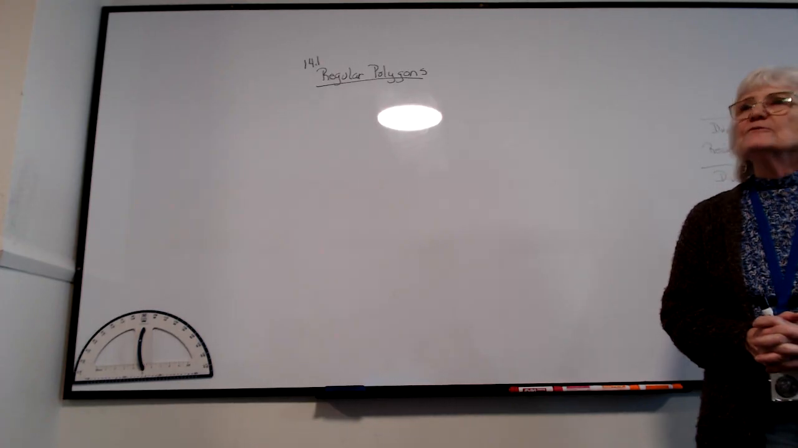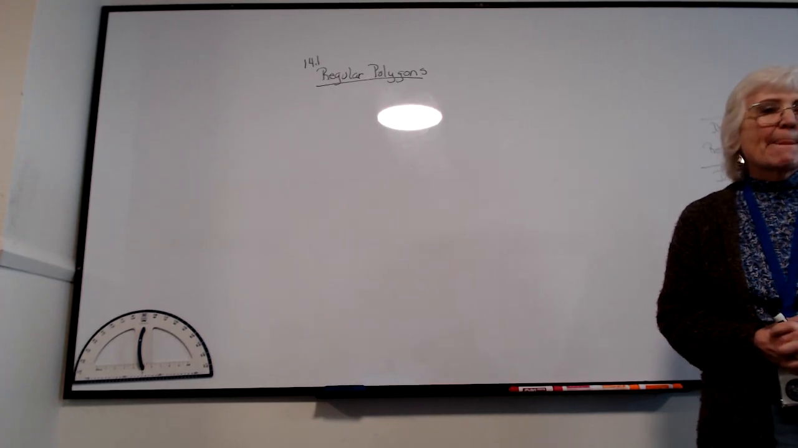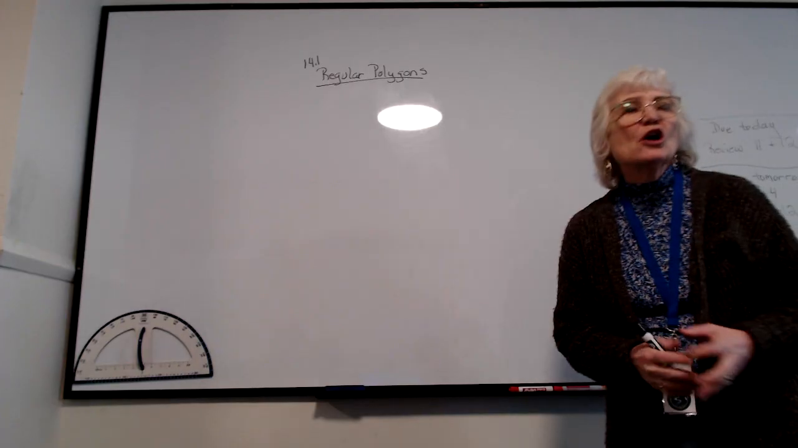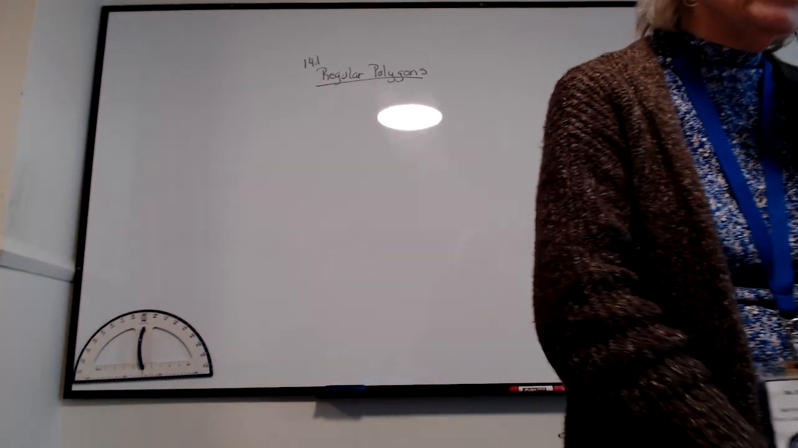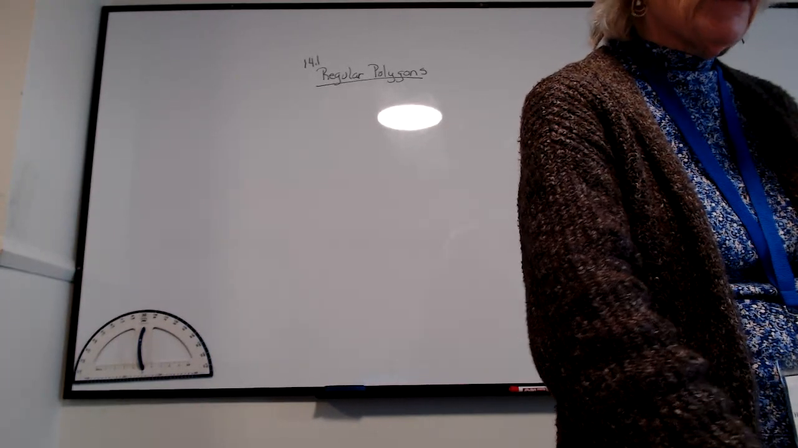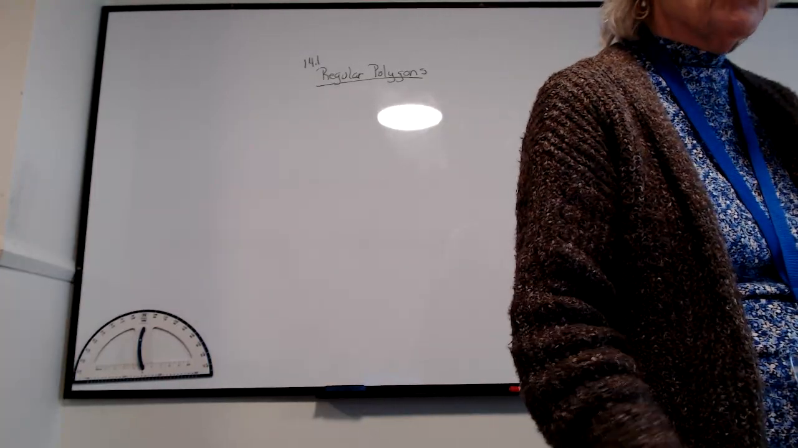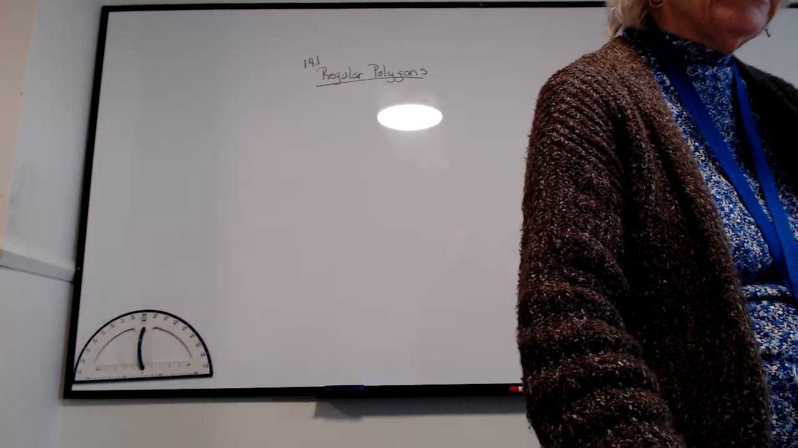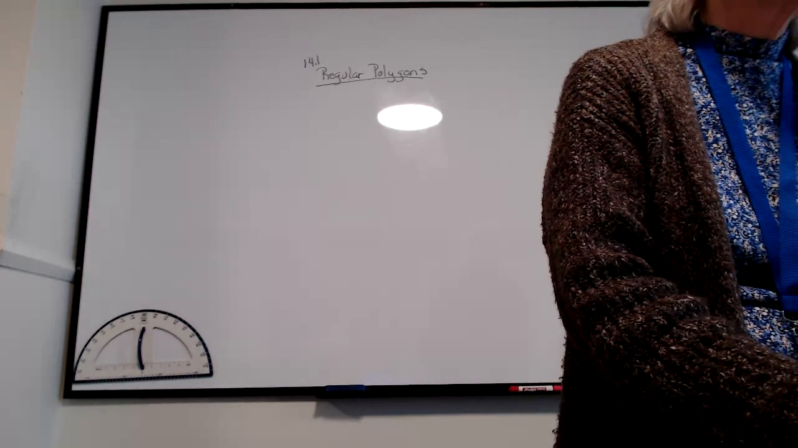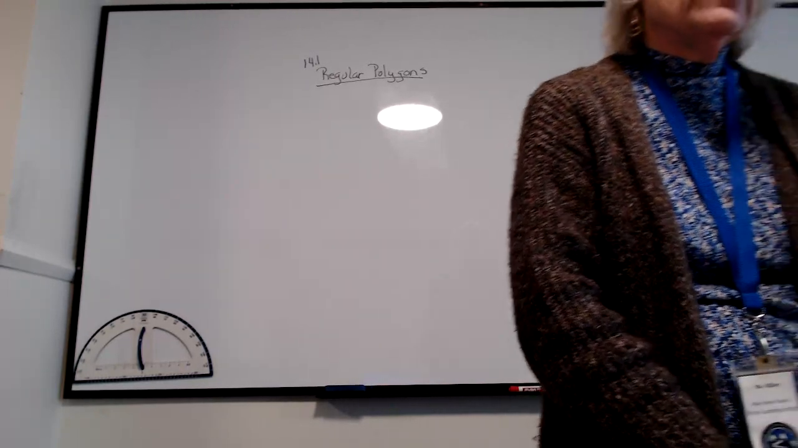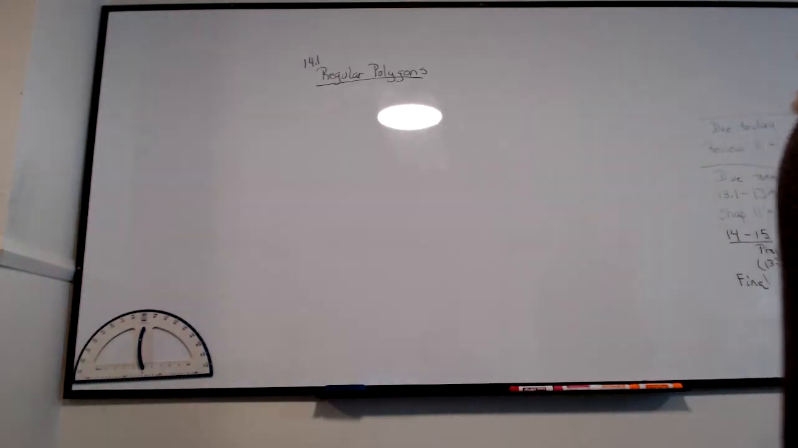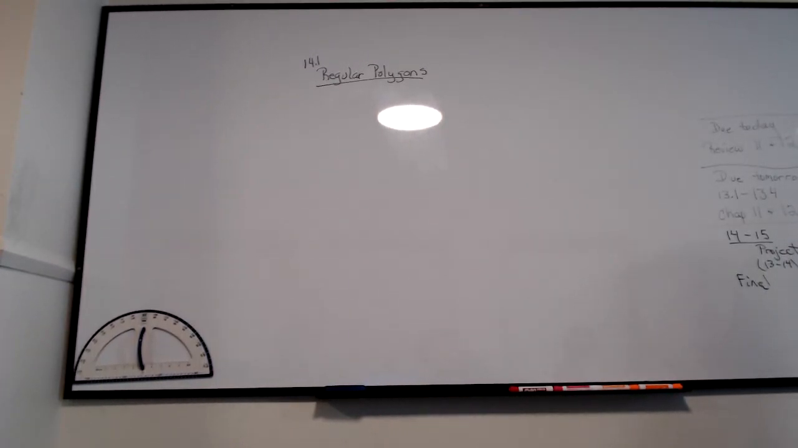Okay, so 14:1. Chapter 14 is all about regular polygons. So the first thing we have to figure out is what a regular polygon is. And we're going to talk about some things that go with the circle that goes around the polygon, that is circumscribed around the polygon. First of all, what does a polygon mean?